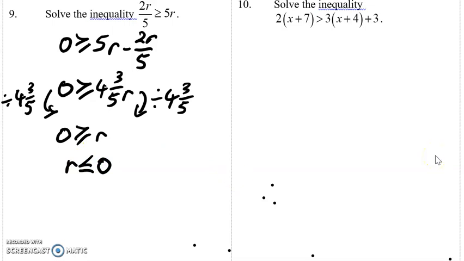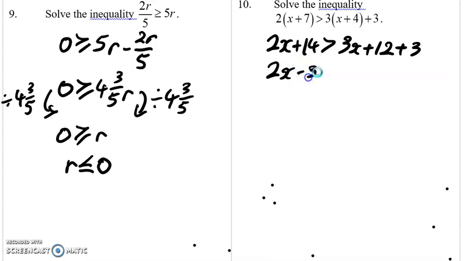Okay, on to our last question. So this will give us 2x plus 14 will be less than 3x plus 12 plus 3. So this gives us, I would like to have my x's on the left hand side and the values on the right hand side. So this gives me 2x minus 3x will be more than 12 plus 3 will be 15 minus 14. So I have minus x will be more than 1. So x will be less than minus 1.